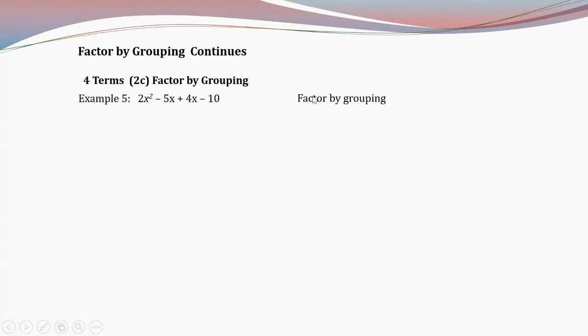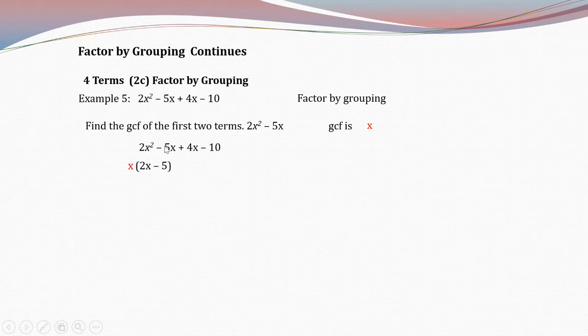Okay, now, factor by grouping. I have a different way of factoring by grouping than what the book does. Example 4 was from the textbook, but this is the way I show my students. Okay, if it's 4 terms, it's going to be 2c, factored by grouping. Example. I factor by grouping. So to find the GCF of the first 2 terms, between 2x squared and minus 5x, the GCF will just be x. So I'm going to factor out the x. So what's left is going to be 2x minus 5. Again, because x times 2x will give you 2x squared, and x times negative 5 will give you negative 5x.